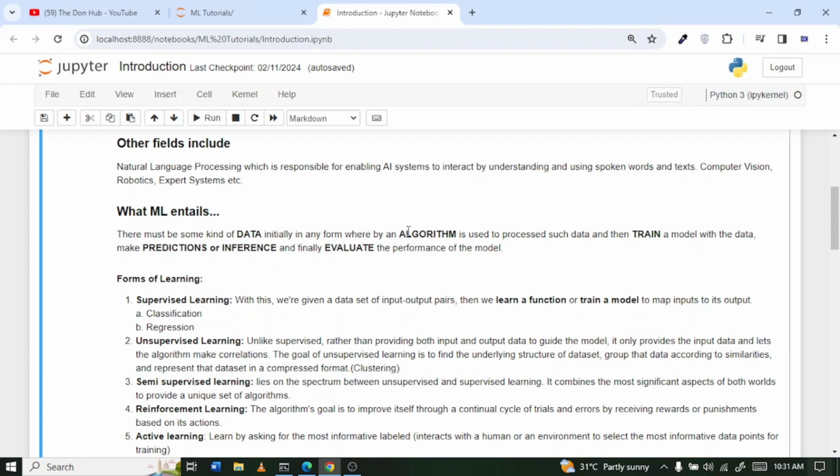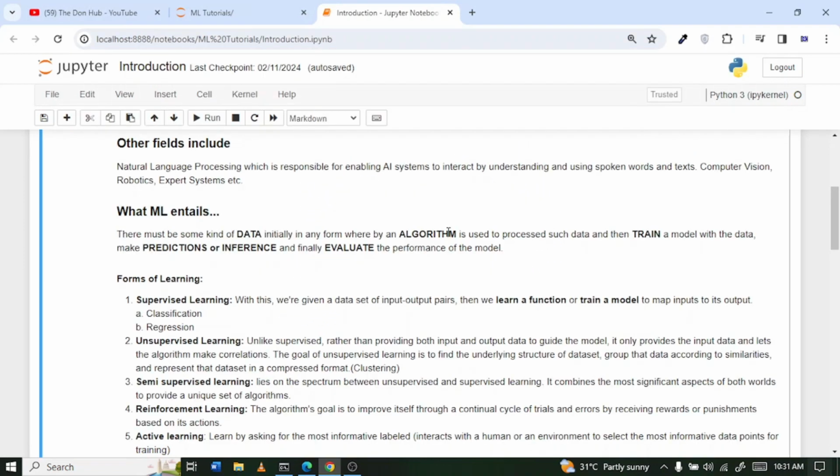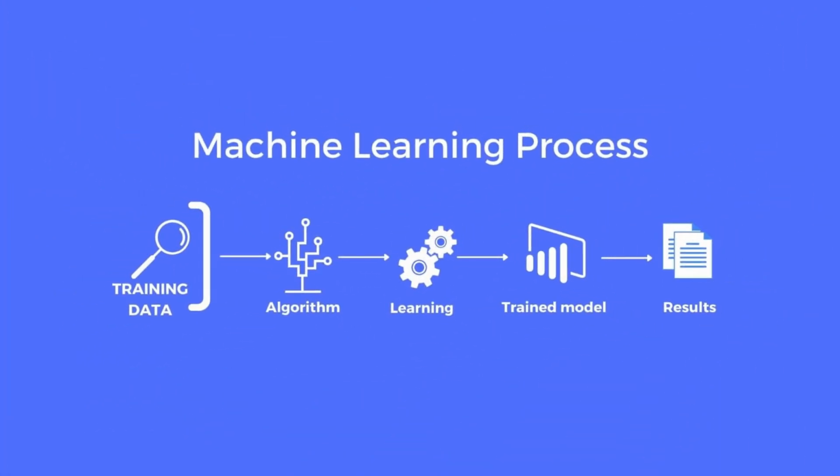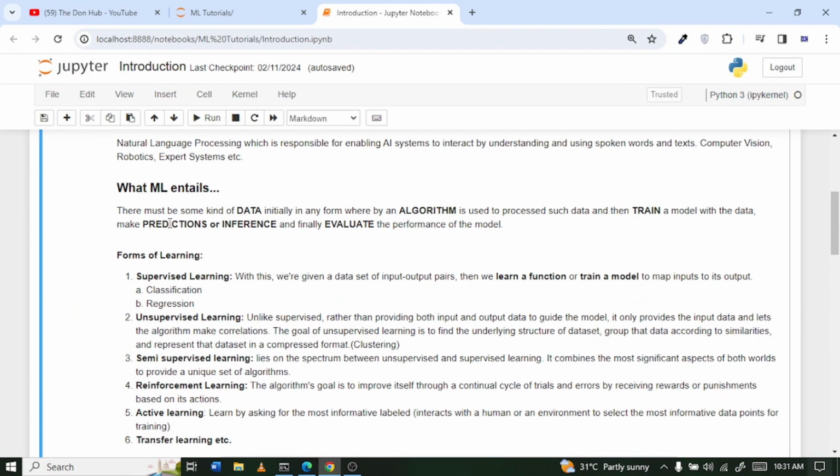Now we will talk about algorithms. What is an algorithm? An algorithm basically takes the data, processes the data to find the patterns in the data, and based on that, you can make predictions. Now we'll talk about training a model. Before a model can make predictions, you have to train it first, and you train it by feeding it with data. The model uses the algorithm to learn the patterns in the data, and based on that, you can make predictions.